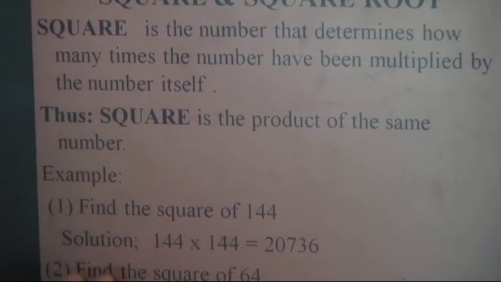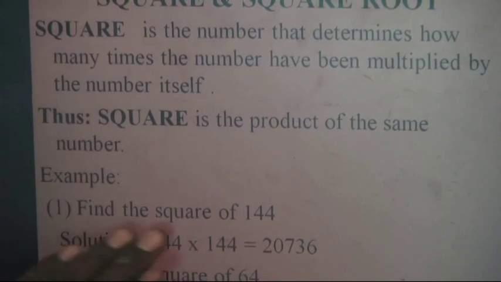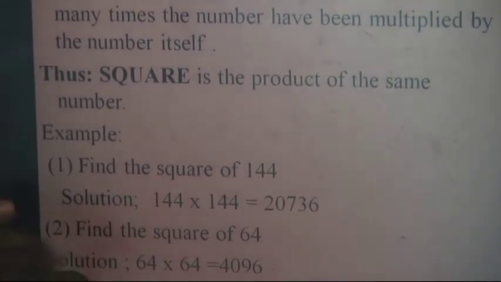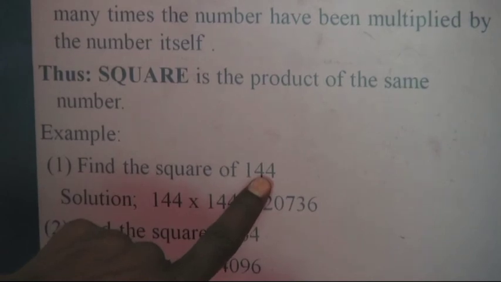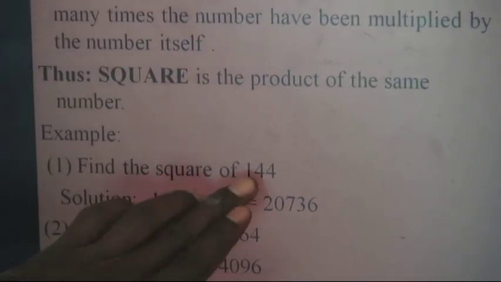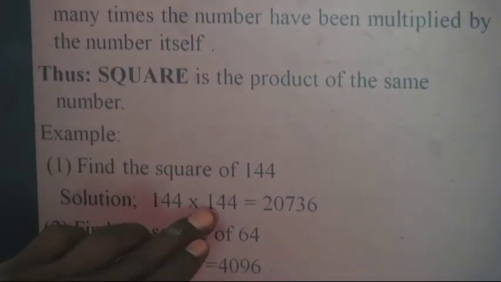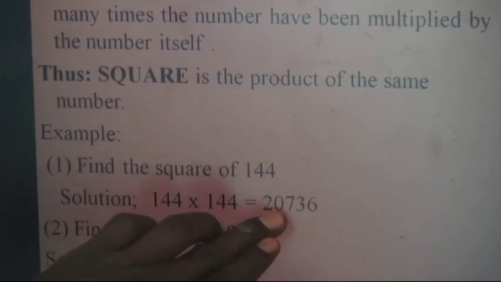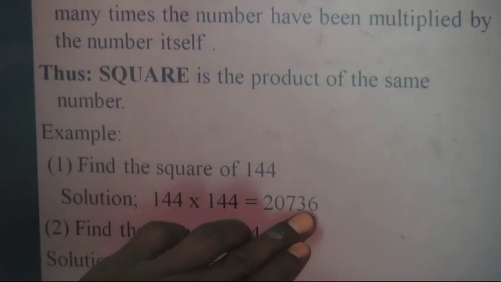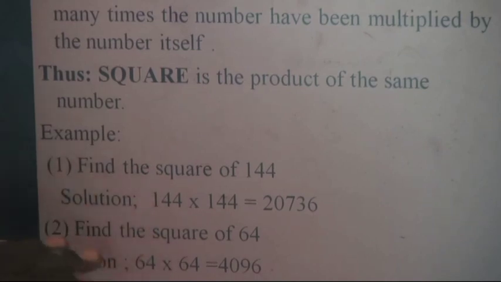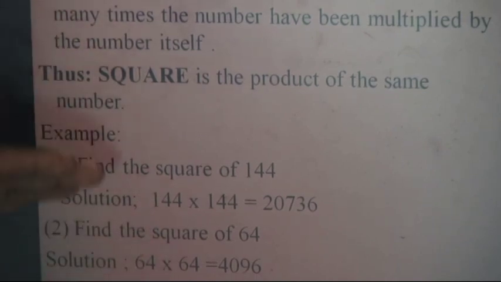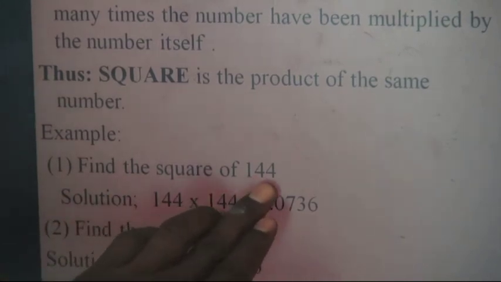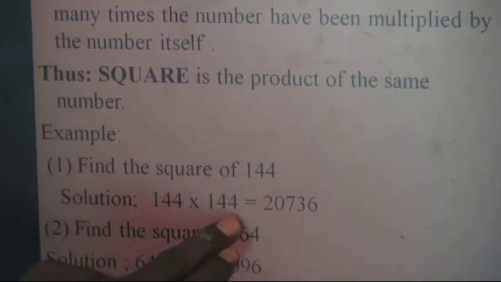Example, you just want to know how to find the square of a number. So find the square of 144. That is to say, you take this 144 and you multiply it by the number itself. That is 144 times 144, which means you get 20,736. So finding the square is all about multiplying the number by the number itself. That's why I have written this 144 times 144.